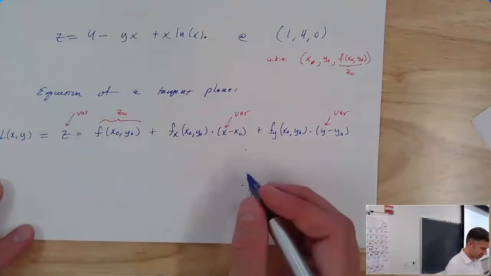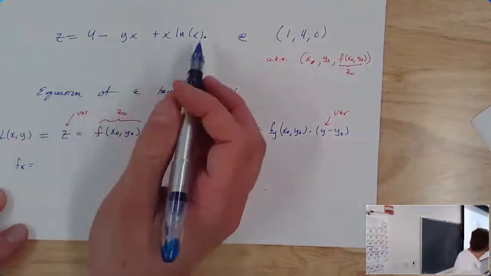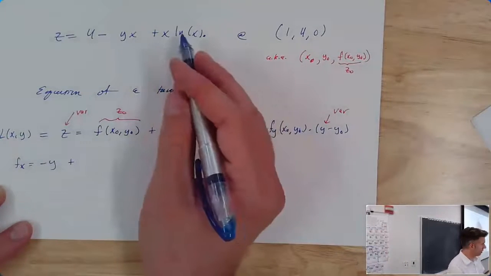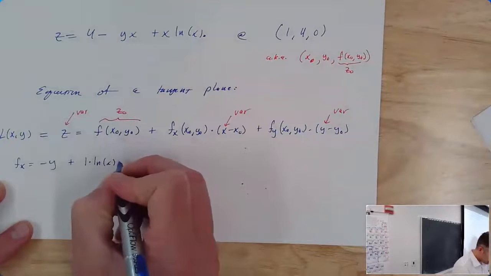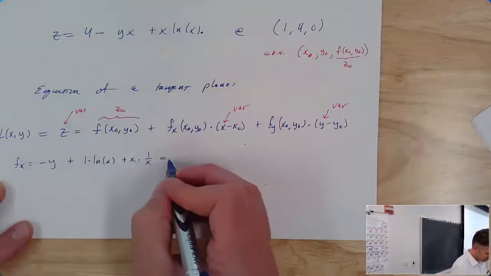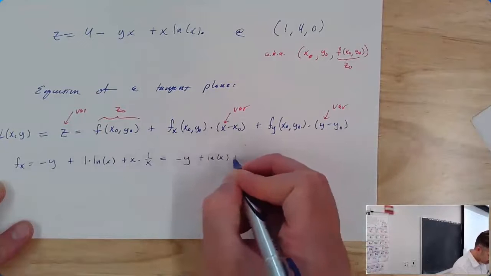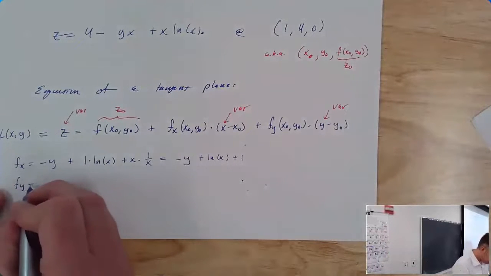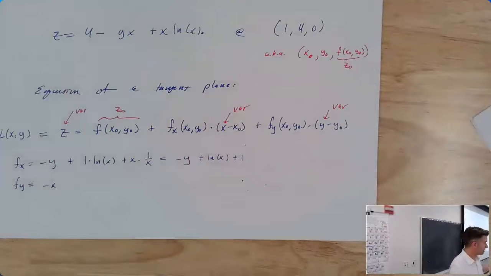So let's find our partials. Fx is the partial with respect to X, which is going to be negative Y plus, got to use the product rule here. Derivative of X is 1 times natural log of X plus X times the derivative of the natural log of X, which is 1 over X. And that simplifies to negative Y plus natural log of X plus 1. Then our Fy partial is going to be negative X. That's it, negative X.